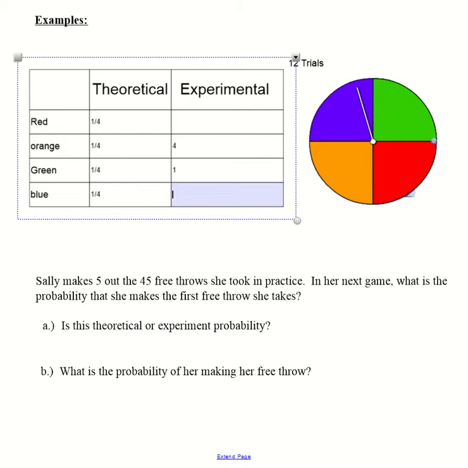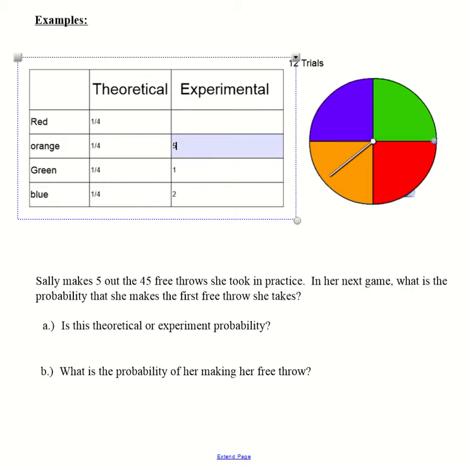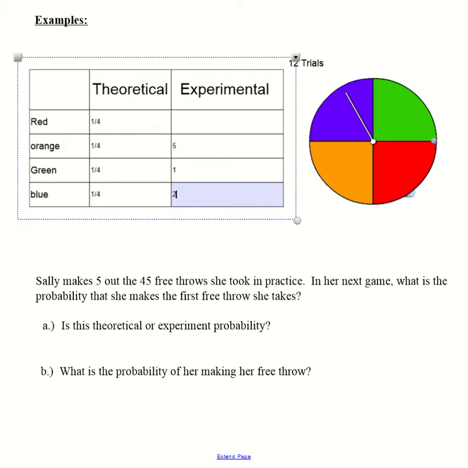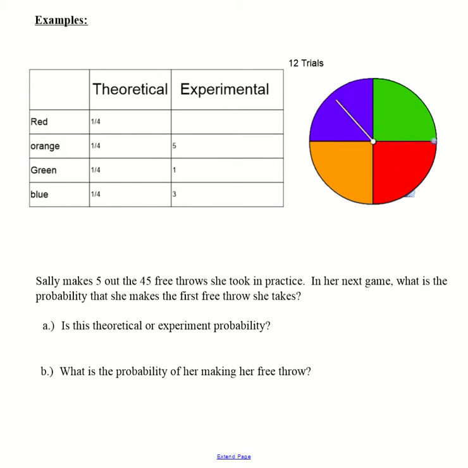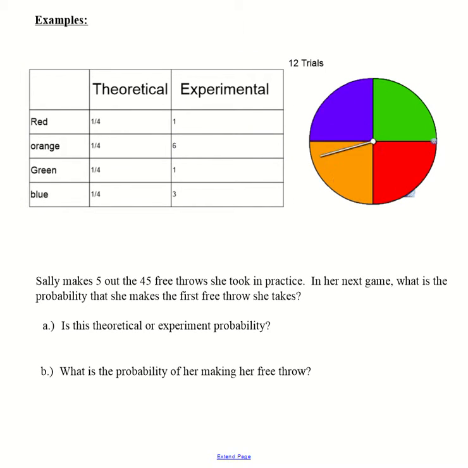Interesting. We're ending up in orange again. We are at 8 trials. We need to do 4 more. Ending up in blue again. 9 trials. Oh, we finally got red. Alright. This is our very last trial. And we ended up in green again.